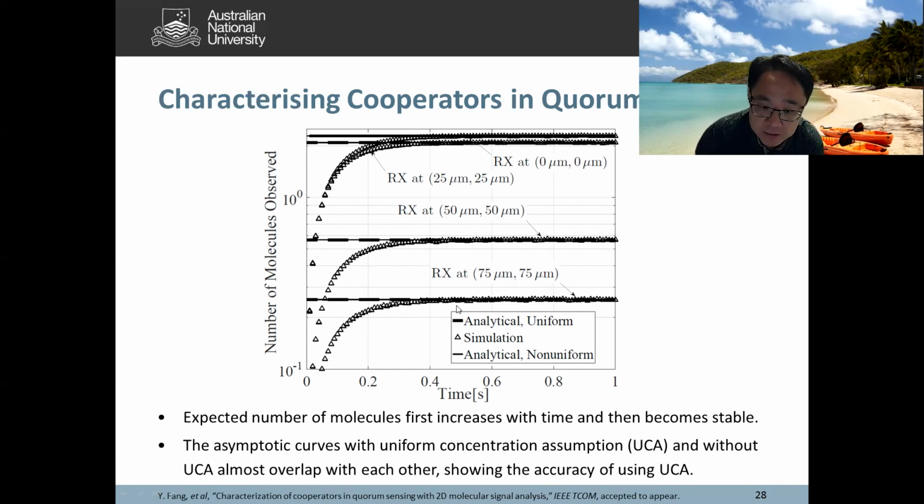And then definitely when the time grows, this analysis matches the simulation points, because the bacteria will make their decision based on this stable or asymptotic region. We can see that the analysis can play an important role to determine the number and the statistics of cooperation probabilities and the cooperators.